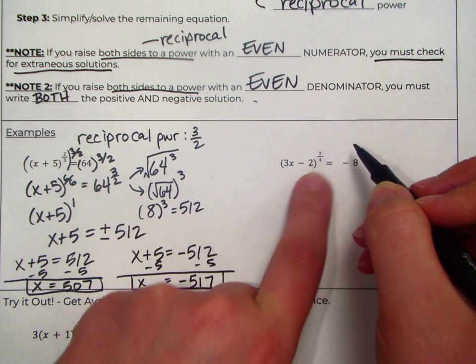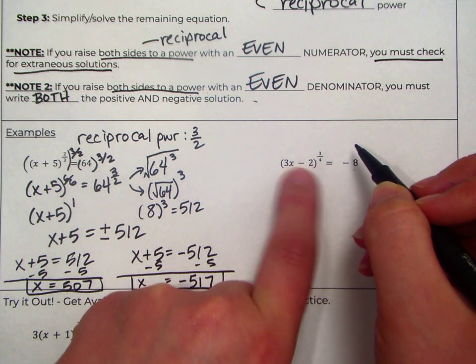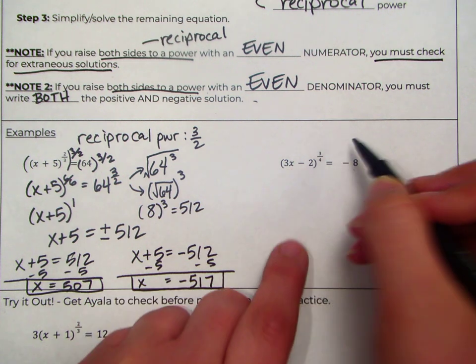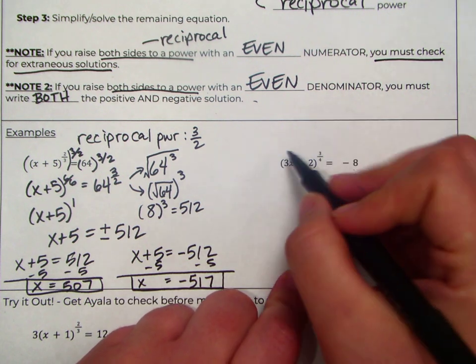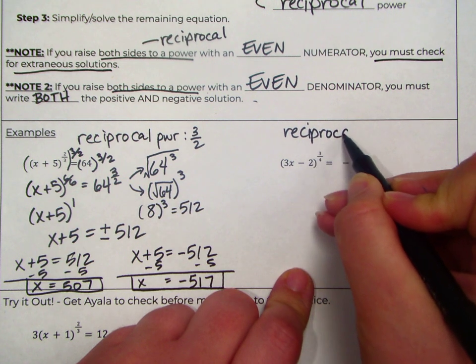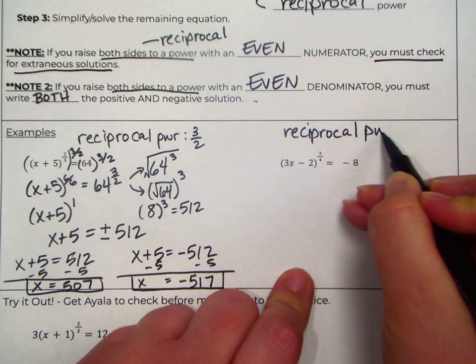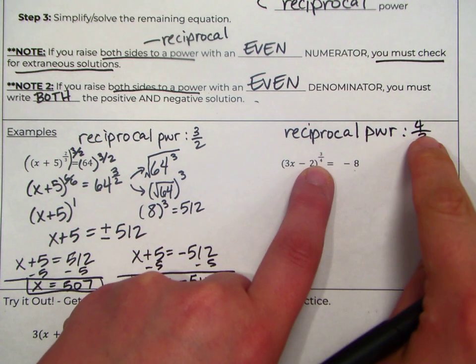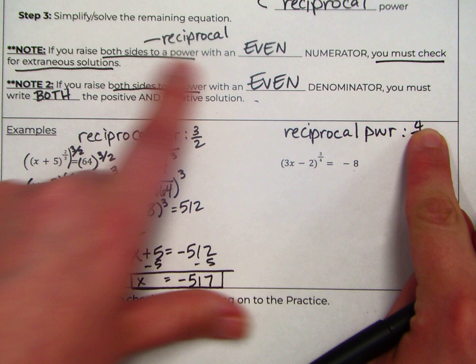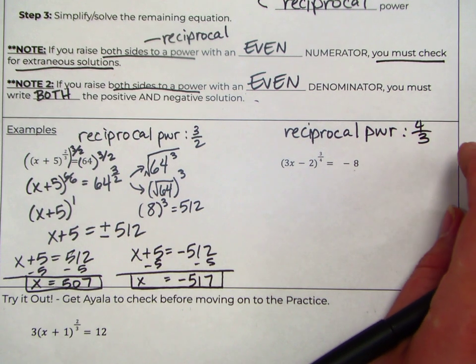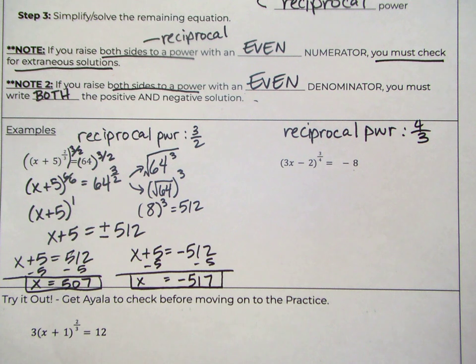My radical exponent portion, or rational exponent portion, is already isolated, so I can go ahead and raise both sides to my reciprocal power. My reciprocal is going to be 4 over 3. So I see I have an even numerator, which means after I'm done, I'm going to need to check my solution for an extraneous solution. Okay?